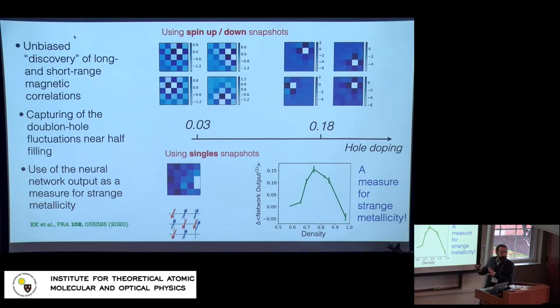So how do you know it's indicating strange metallicity and not something else at that density?